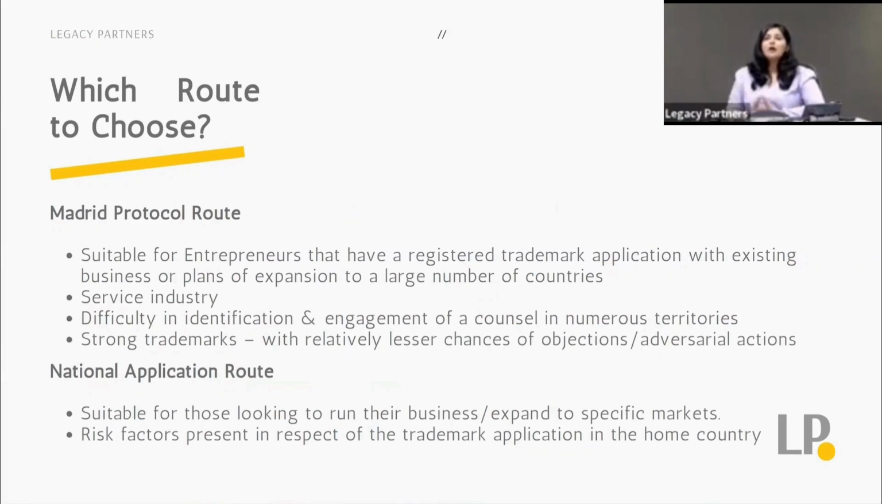Okay, now how do you choose which is best for you? Put simply, I would suggest engaging an attorney so they can advise you better in this matter. But I will still give you a general overview on how to make the decision.